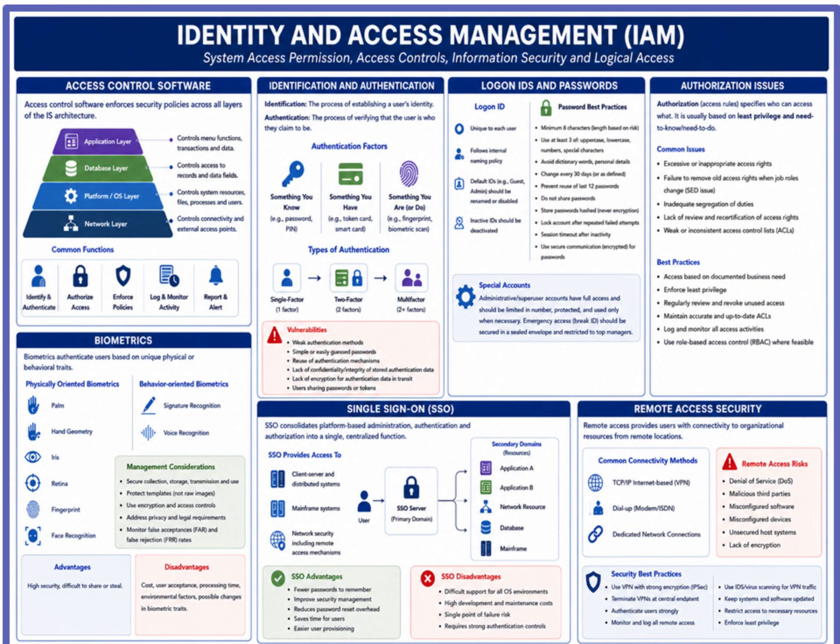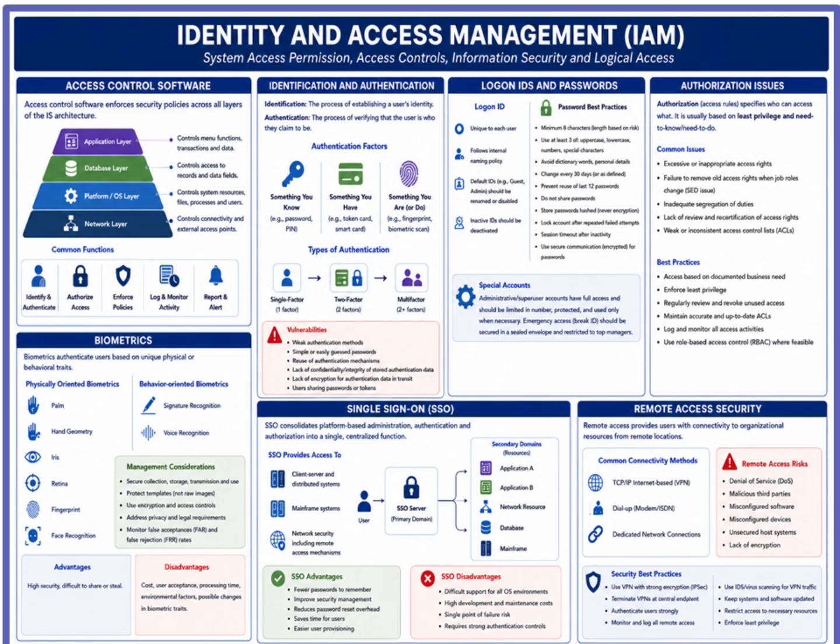Identity and Access Management, or IAM, is the process of controlling who can access systems, applications, and data within an organization. The primary goal is to ensure that the right users have the right level of access at the right time, while preventing unauthorized access and reducing security risk.